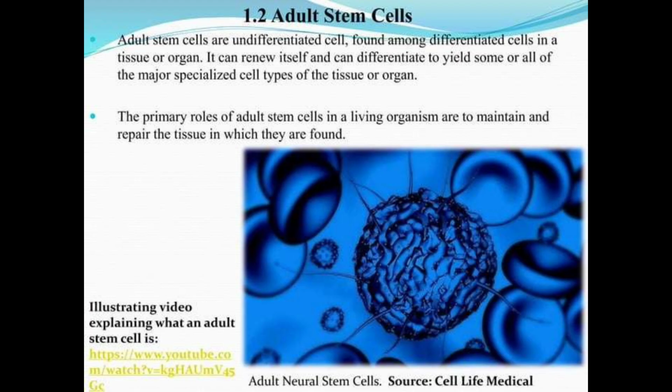Adult stem cells are undifferentiated cells among the differentiated cells in the tissues and organs that can renew and yield some or all of the major cell types present in the tissue or organ. For example, the bone marrow contains hematopoietic stem cells that can differentiate into RBC and WBC. They are called adult stem cells.